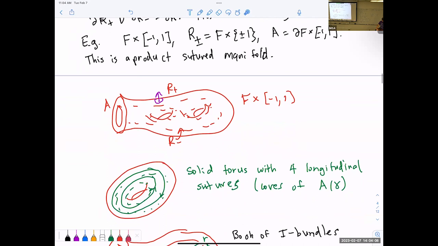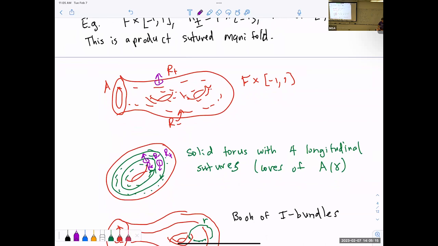Another example is a solid torus with four longitudinal sutures. Again, some of these things we encountered yesterday in Luis's talk and other times. You have a solid torus, and then the annuli here are four sutures. There's two in front and then two more in the back. Notice we orient them in a way that the orientations on R plus are consistent, and R minus will be going into the manifold. So this would be R plus in my notation, R minus, and then they alternate. And A here is actually a tubular neighborhood of the green sutures. I've drawn them as curves instead of as annuli, just to make the picture a little simpler. So that's an example of a sutured manifold that's not a product sutured manifold.